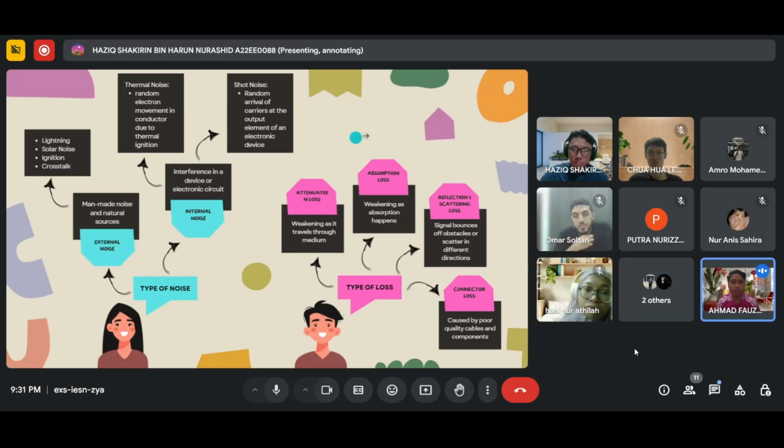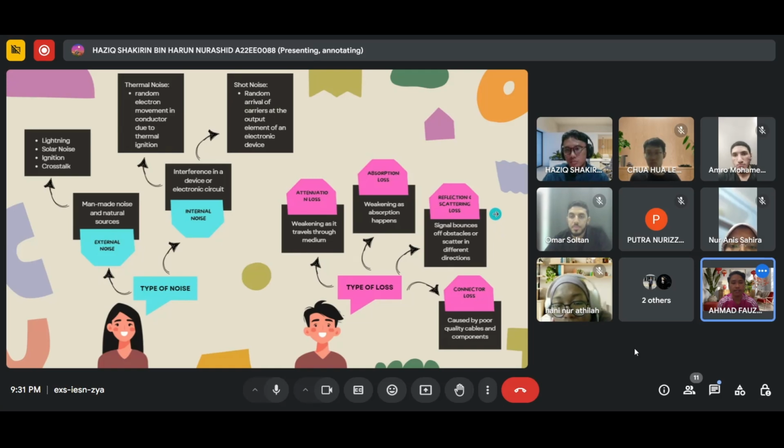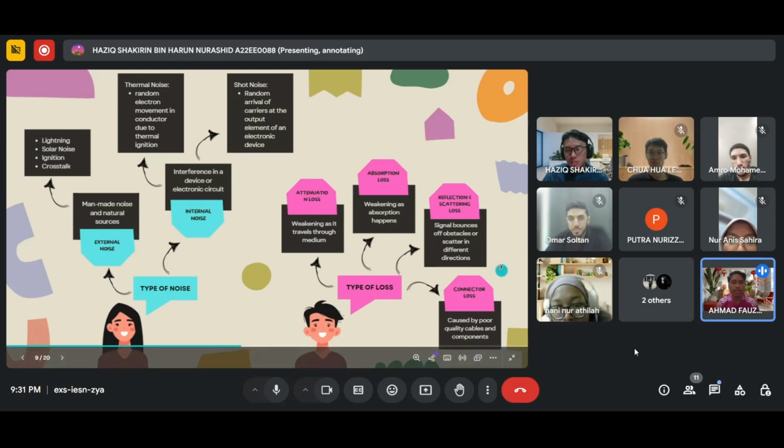And then there's also absorption loss, where the signal is absorbed by the surroundings. There's reflection and scattering loss, where the signal bounces around obstacles or other things, and that reduces the energy inside the signal. And there's also connector loss, which is caused by poor quality cables and components in the communication system.